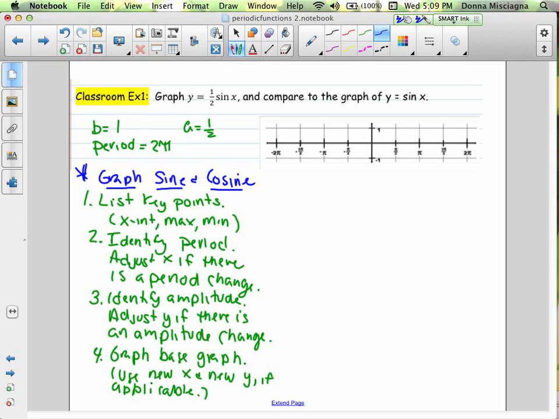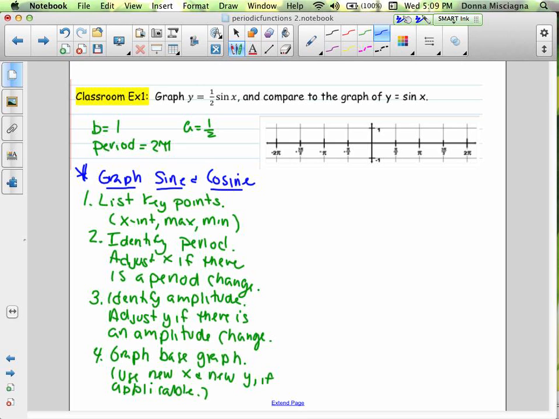All right? So for graphing sine and cosine, we're going to list our key points: the x-intercept, the max, the min. You're going to identify your period and adjust x if there is a period change. You're going to have a new x. You'll identify your amplitude, adjust y if there's an amplitude change, and then we'll graph our base graph. Use the new x and the new y if applicable.